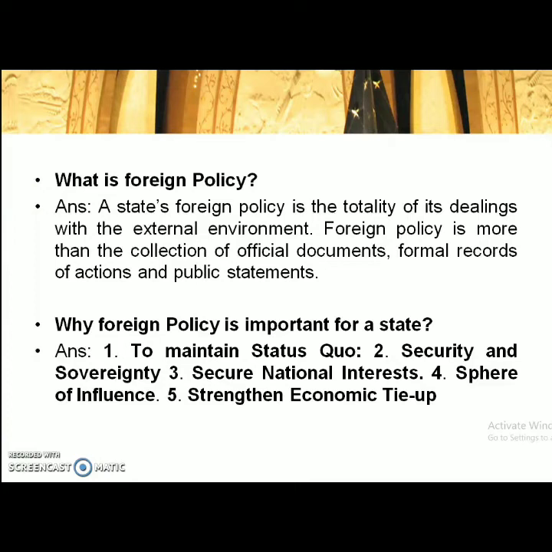Therefore, a sphere of influence is that goal by which a country can get the desired importance in the global connections, and it can be only achieved through a successful foreign policy. Last but not the least, the fifth important goal of a foreign policy for a state is to strengthen the economic tie-up.